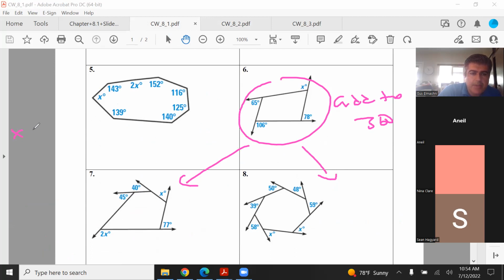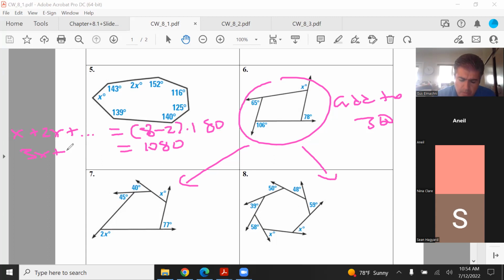Then here, remember, we said x plus 2x plus all the other junk has to add up to 8 minus 2 times 180, which will be 1080. So 3x plus all that junk. What is that junk anyway? 143 plus 139 plus 152 plus 116 plus 125 plus 140, 815.